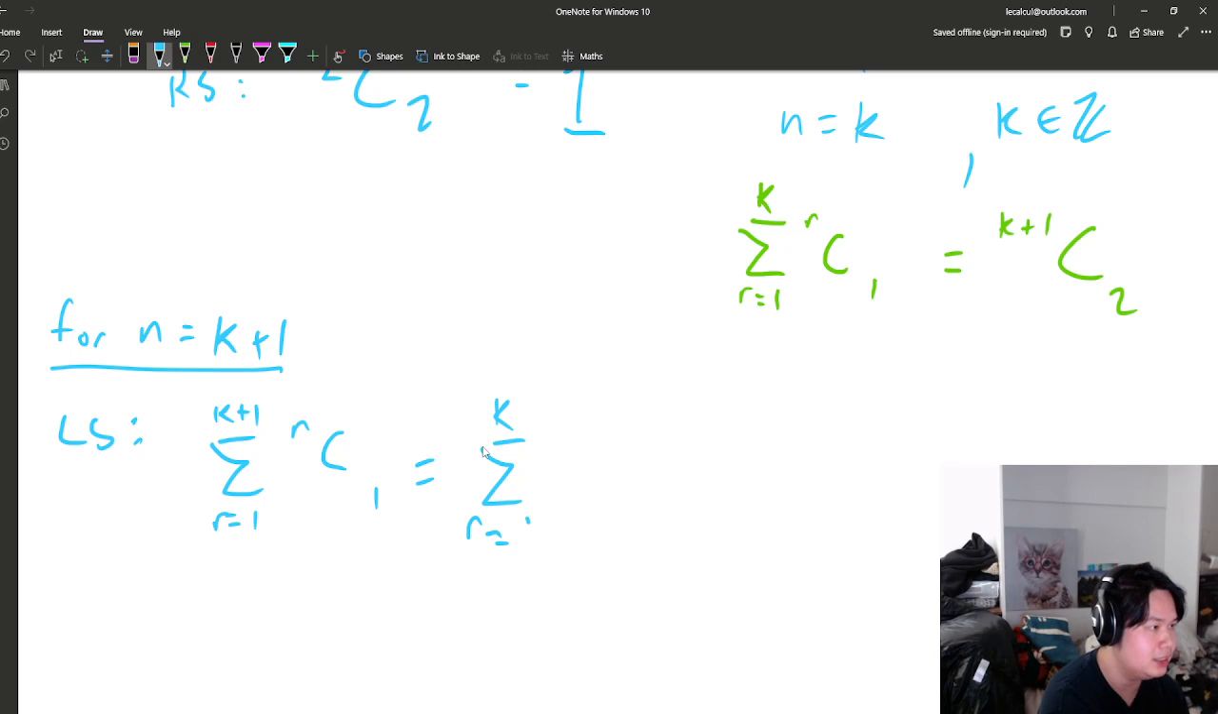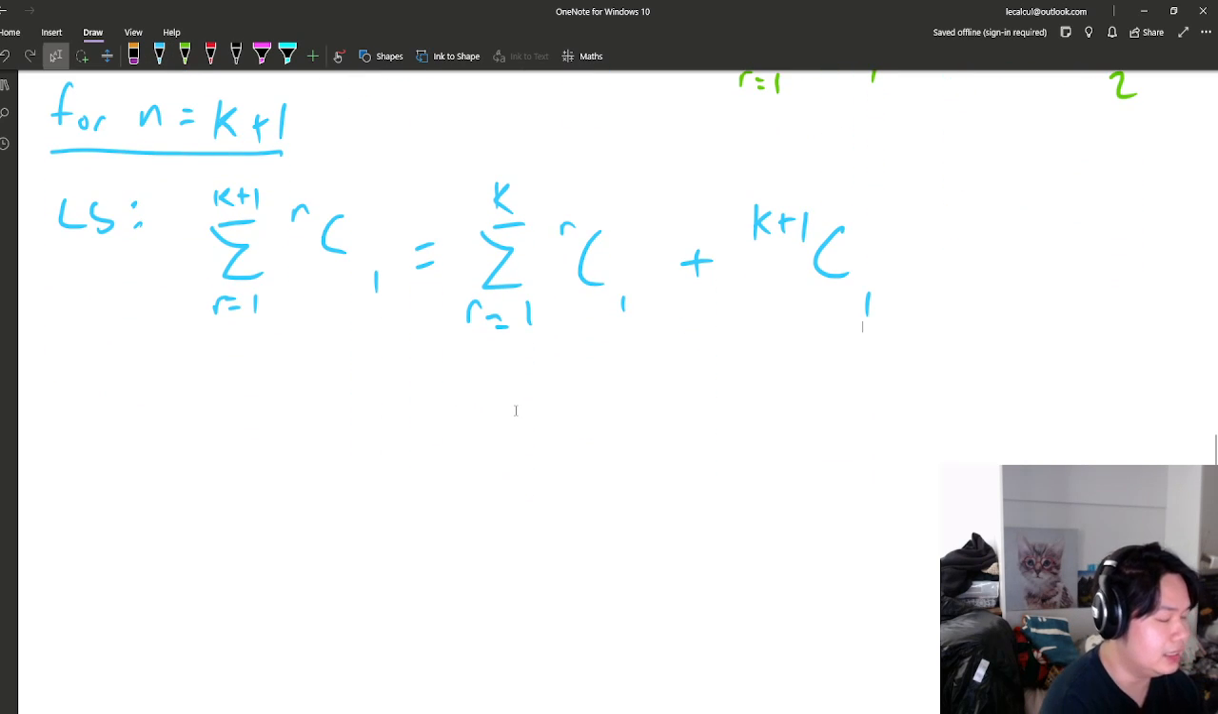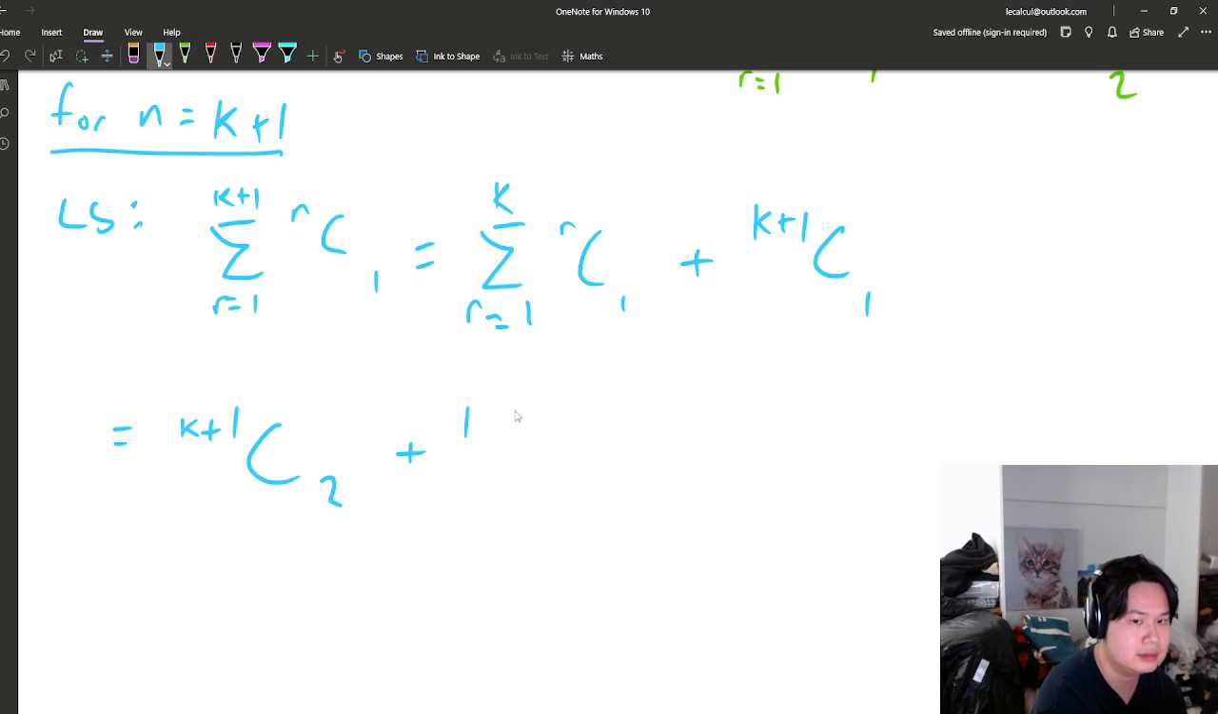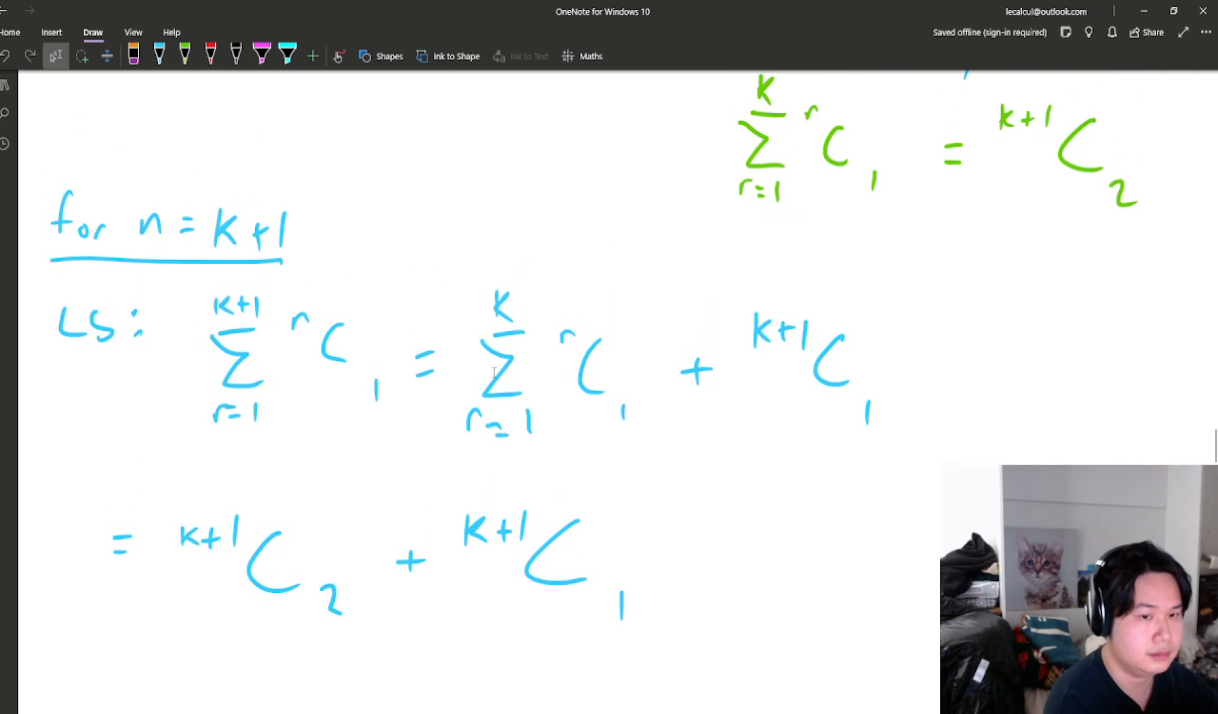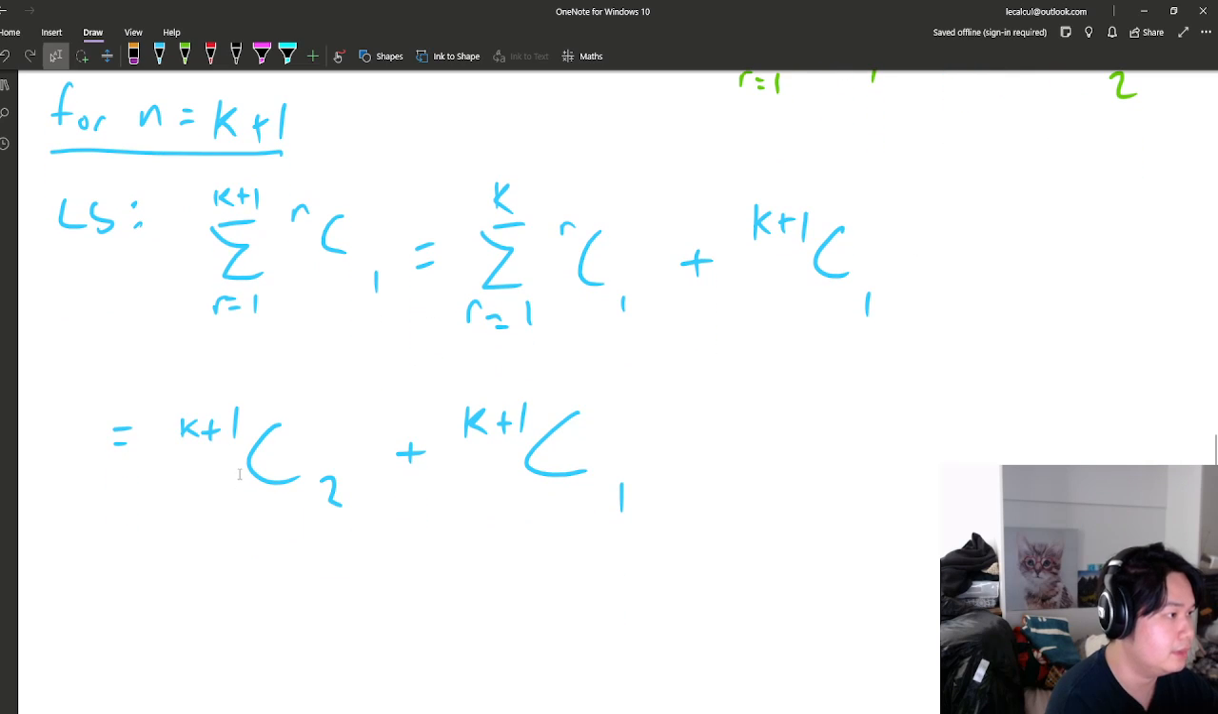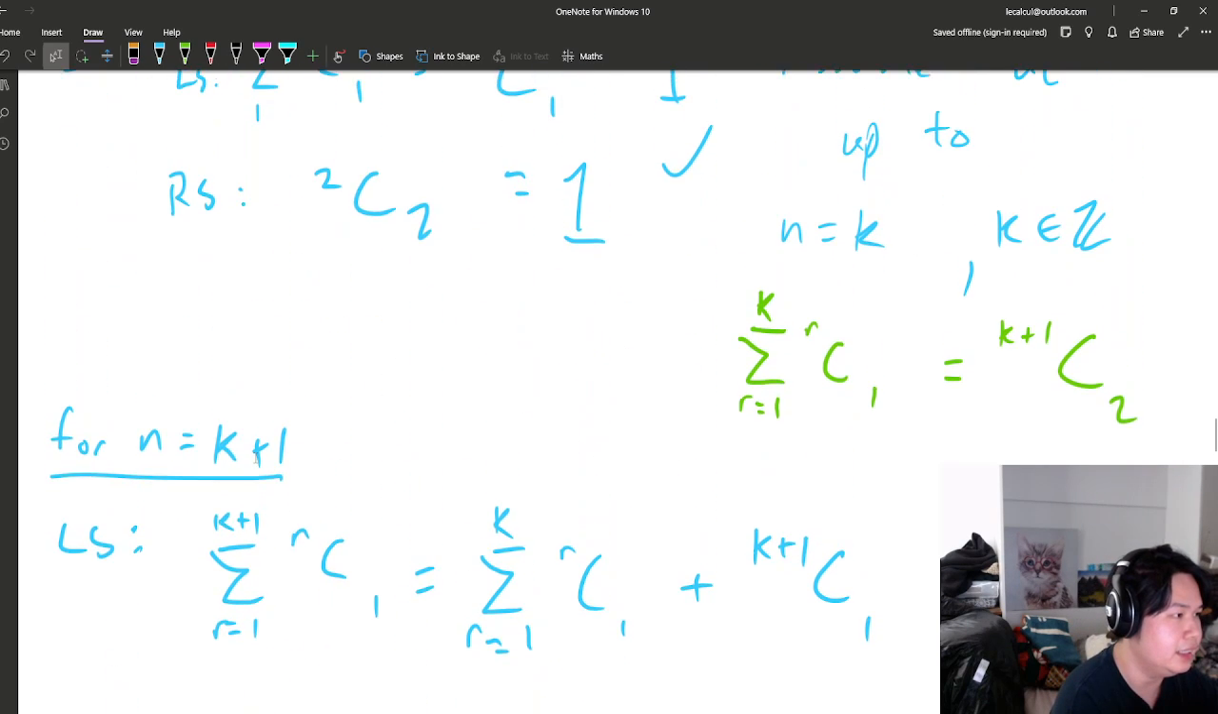So we're going to split our summation into the 1 to k plus the k plus 1 term. And this is just the left side. So now I can use my assumption and I know that this is k plus 1 c2. Right? I know this is this. Okay.